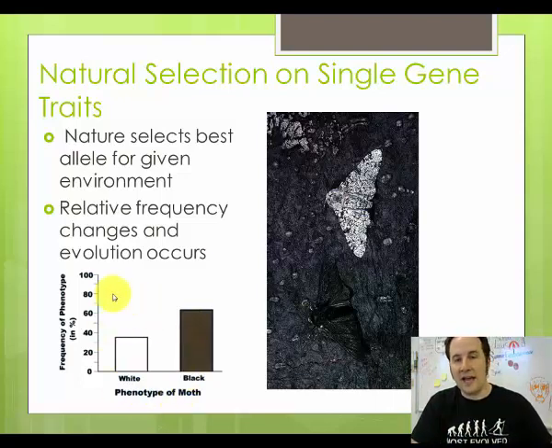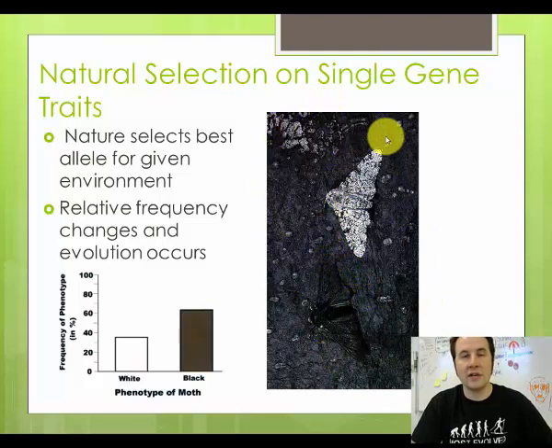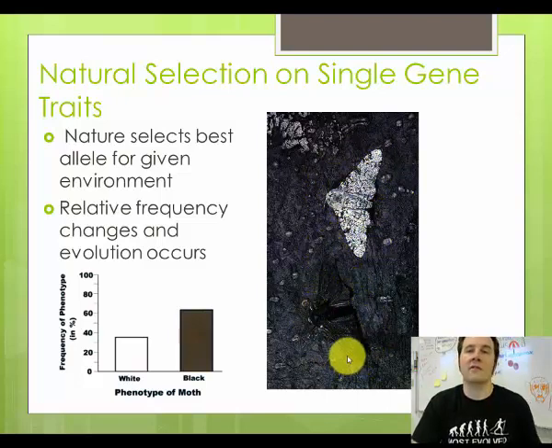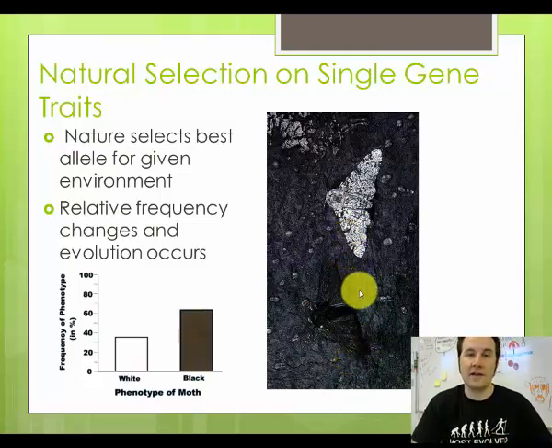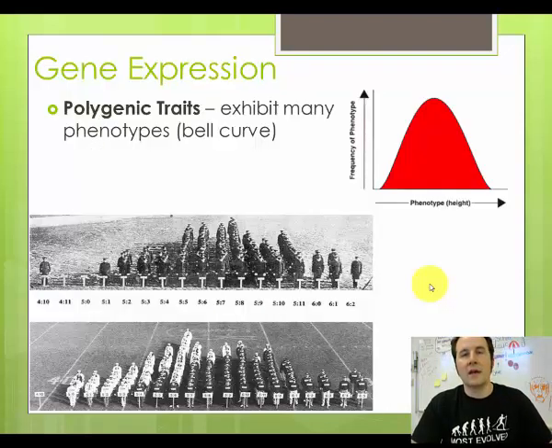So when we look at this graph, we're going to be using a bar graph for single gene traits. And if you look here, this makes sense because if you are a predator flying over this tree, you're going to see this white moth on this black background much more easily than you are going to see this black moth on the black background. So what that's going to do is favor those black alleles over those white alleles. All right, so bar graph for that single gene trait.